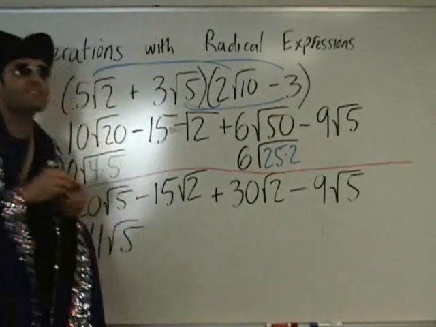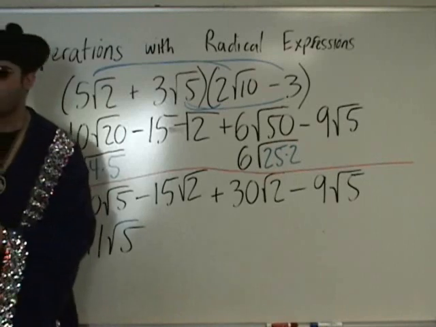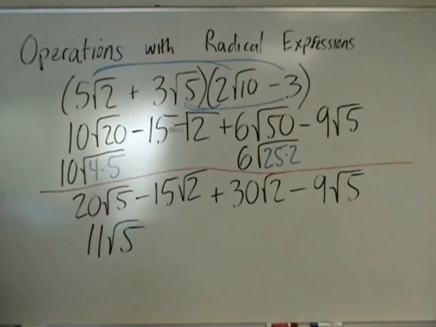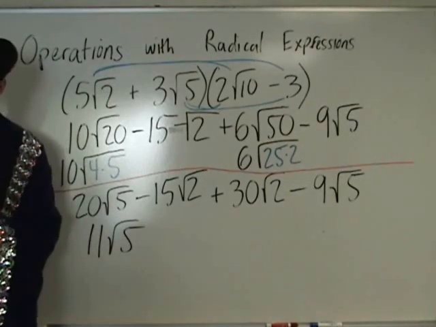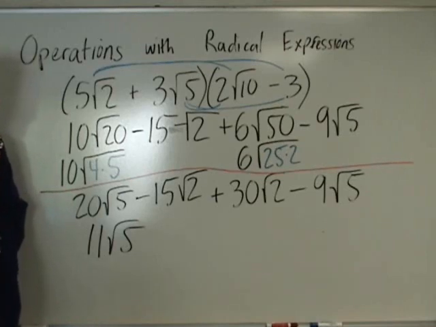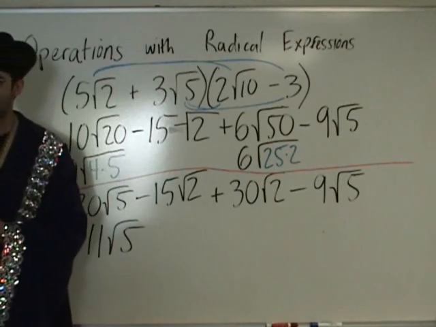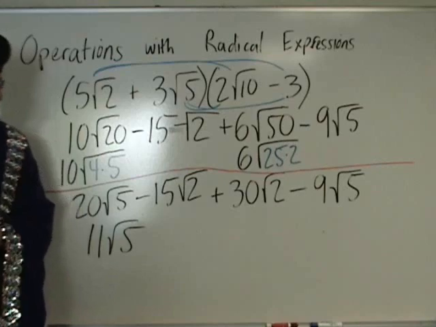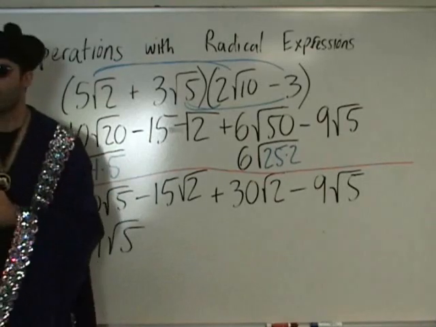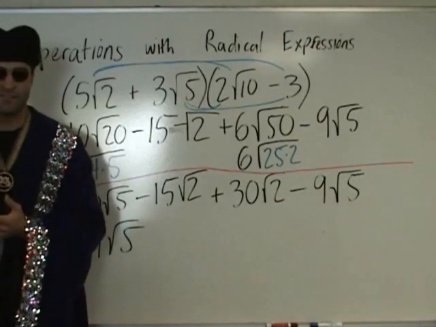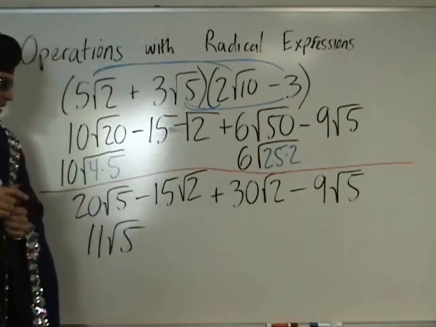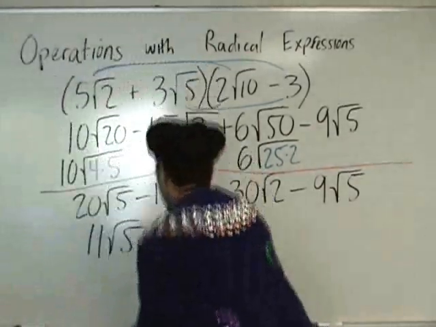11 root 5. Okay, volunteer to do the last thing we do today. Yes? Minus 15 root 2. Why minus 15 root 2? Because minus 15 plus 30 is what? Try again. Minus 15 plus 30. What's that? Say louder. Positive 15. Positive 15 root 2. Yay.